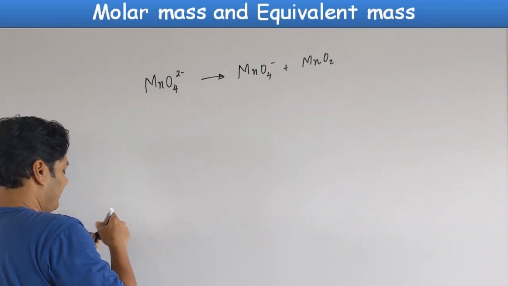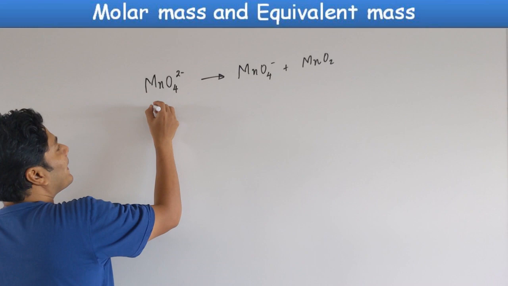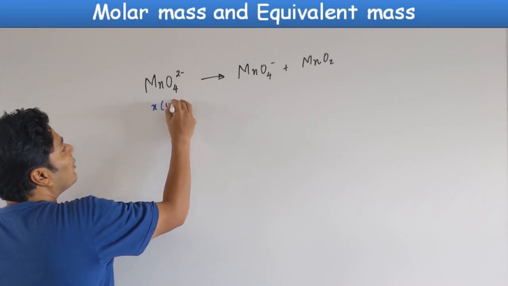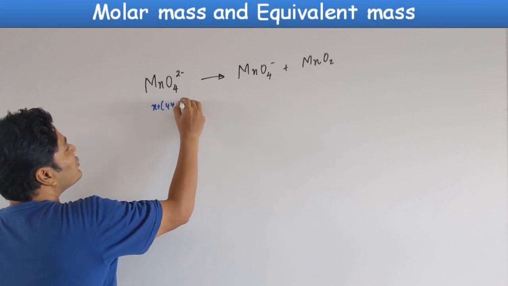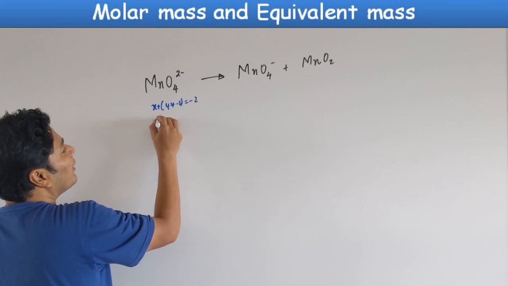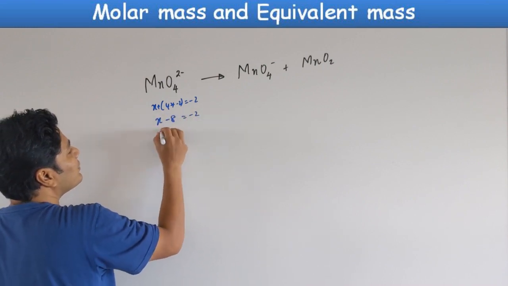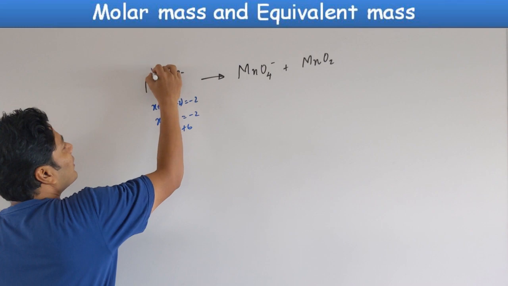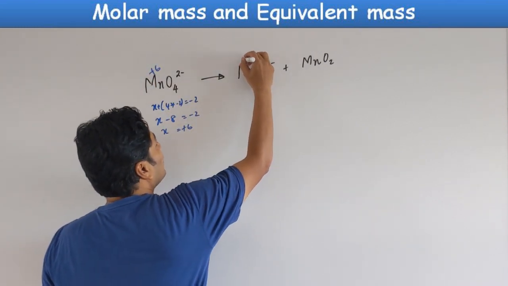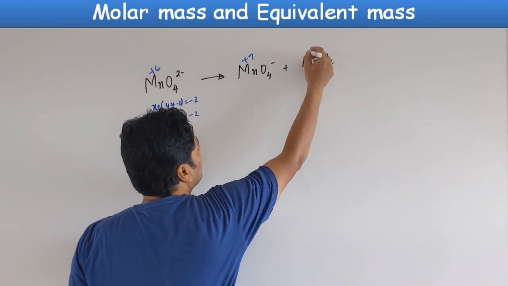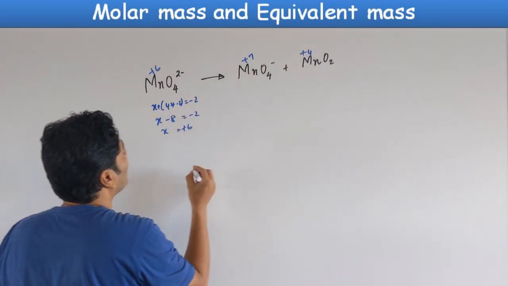Now here I have x plus 4 times minus 2 equals minus 2. So x minus 8 equals minus 2, x equals plus 6. So this is plus 6, this is something you have to know, it is plus 7, we have done it so many times, and this is plus 4.